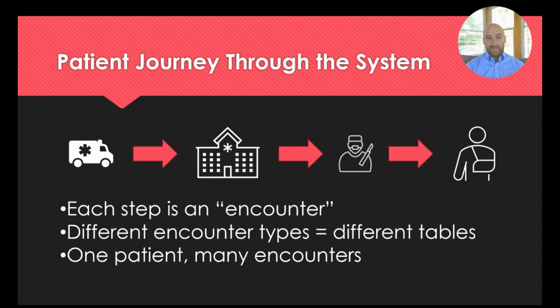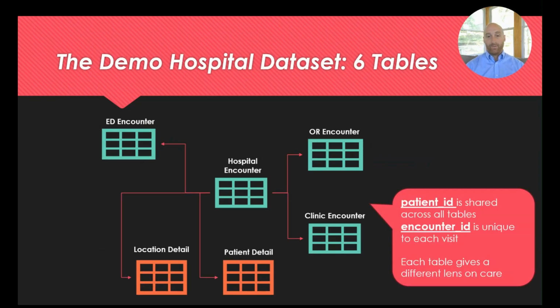So we cannot just give you straight patient information because we have patients' information across different encounters, different points in time where we served them. You're going to see how we've formed this. Okay, so the demo hospital data set that I've prepared and put into BigQuery for you to explore is going to have two different types of tables. There will be encounter tables and there will be detail tables.